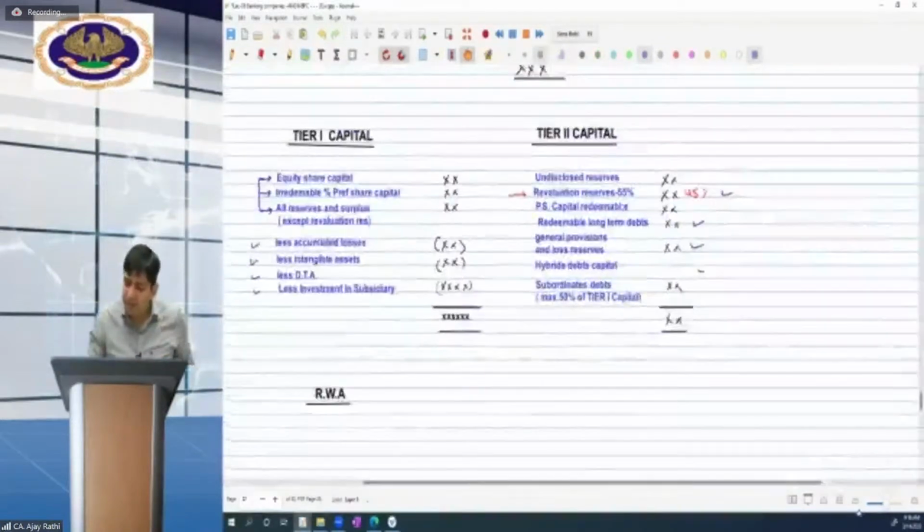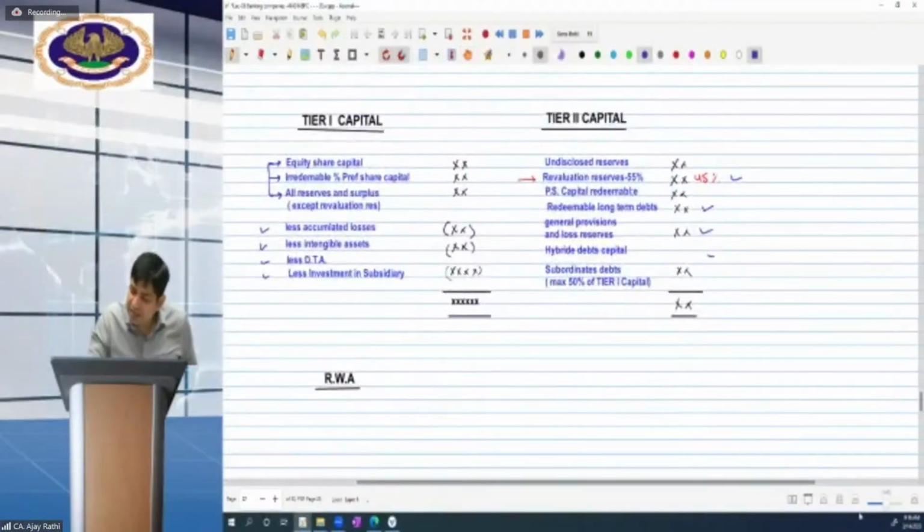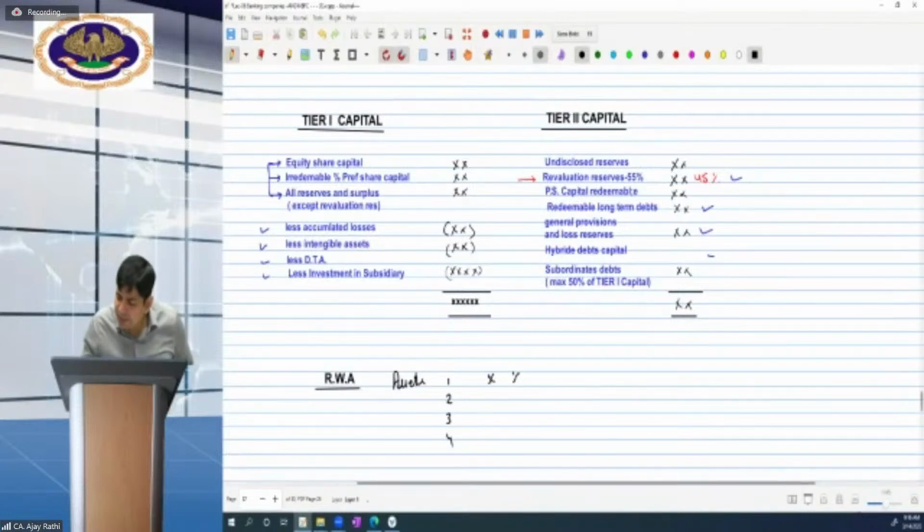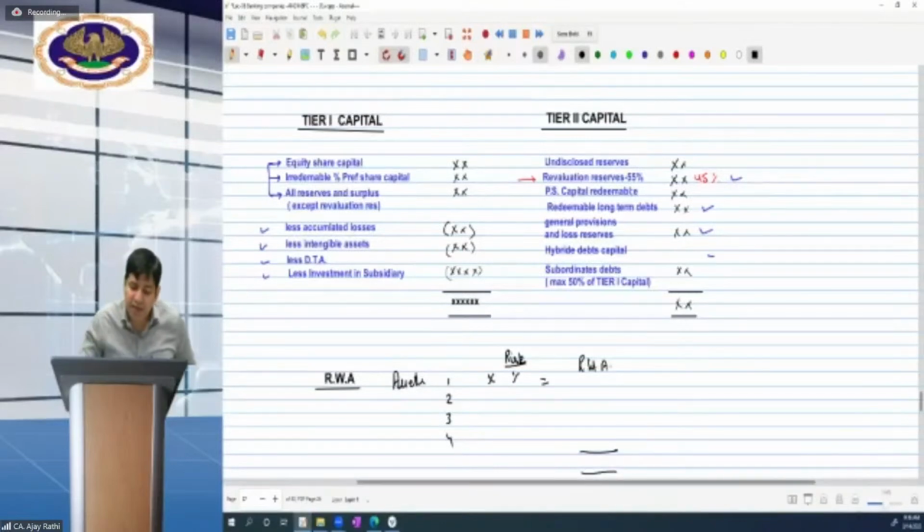Beta, what we shall do here? The assets of the bank will be there. Assets 1, 2, 3, 4, and in that we shall multiply the risk percentages, and then we will be finding risk weighted assets, the assets which are at risk.